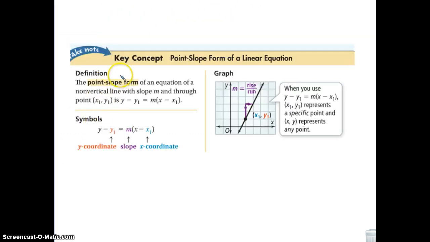Just a little reminder, point slope form is y minus y1 equals m(x minus x1). These are always going to be subtraction. If you want to change them to addition, you have to do keep, change, change. And this y right here is the y coordinate. This is the x coordinate, and here's the slope. You will always have y and x right there.